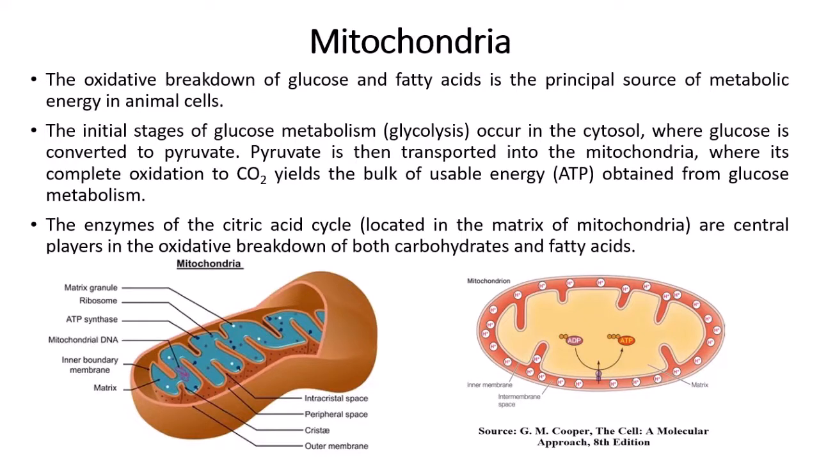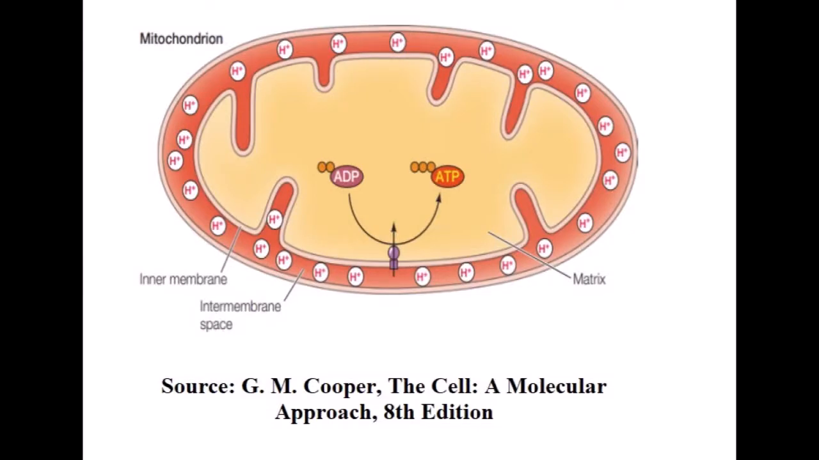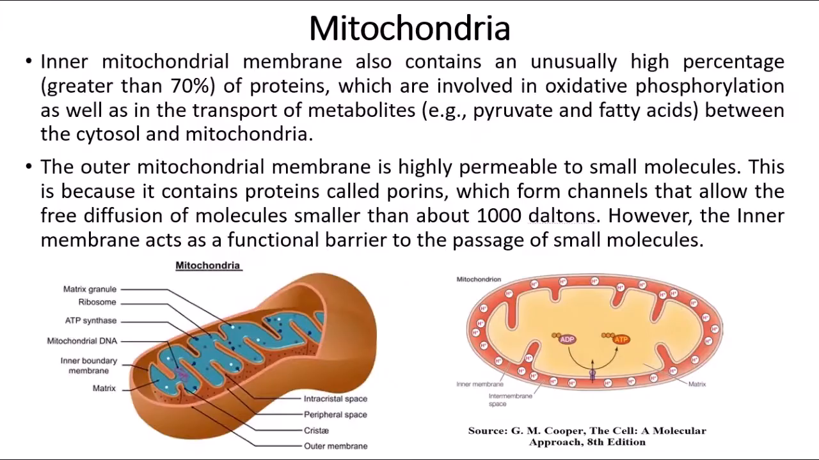The enzymes of the citric acid cycle, located in the matrix of the mitochondria, play an important role in oxidative breakdown of both carbohydrates and fatty acids. The ATP synthase localized in the inner membrane catalyzes the synthesis of ATP from ADP. The inner mitochondrial membrane also contains an unusually high percentage, greater than 70%, of proteins which are involved in oxidative phosphorylation as well as in the transport of metabolites between the cytosol and mitochondria.